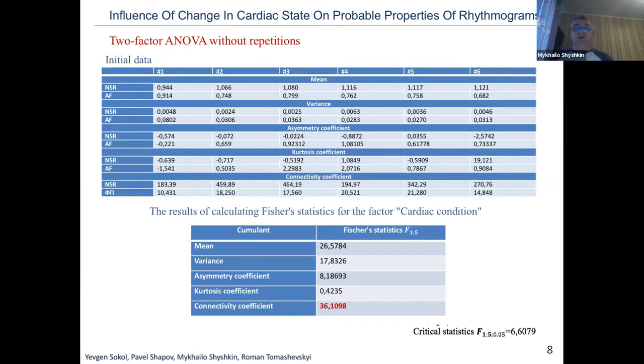The next page is the result of two-factor analysis. You can see the initial table and the result of the Fisher statistics calculation. The main result of this calculation is to find the maximally informative parameter for detecting cardiac state. And you can see that this parameter is the connectivity coefficient, in the table at the bottom of the screen.